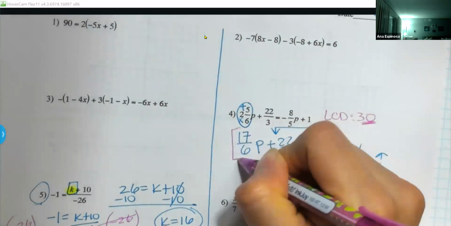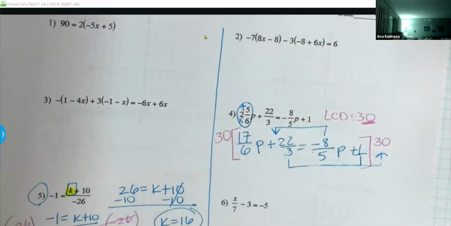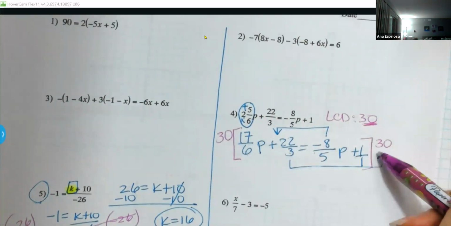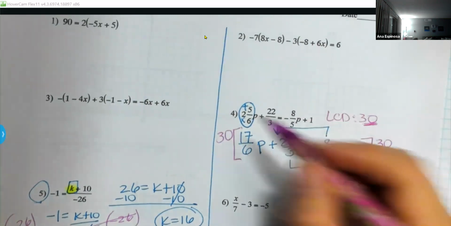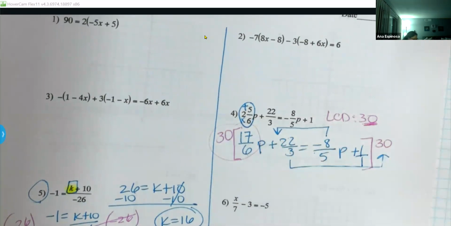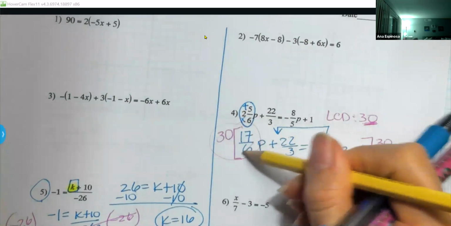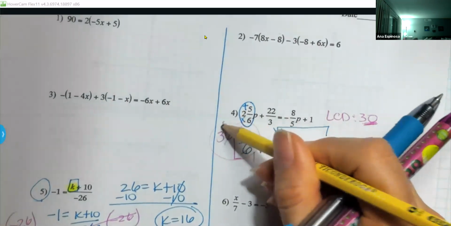So I'm going to take 30 on the left and on the right side, and I'm going to multiply it by every single fraction or every single term, basically. So if I multiply these 2 together, this, let me use a pencil here. Oh, I have no letter. Wait a minute. Okay. So if I multiply this, I get 1 and 5.